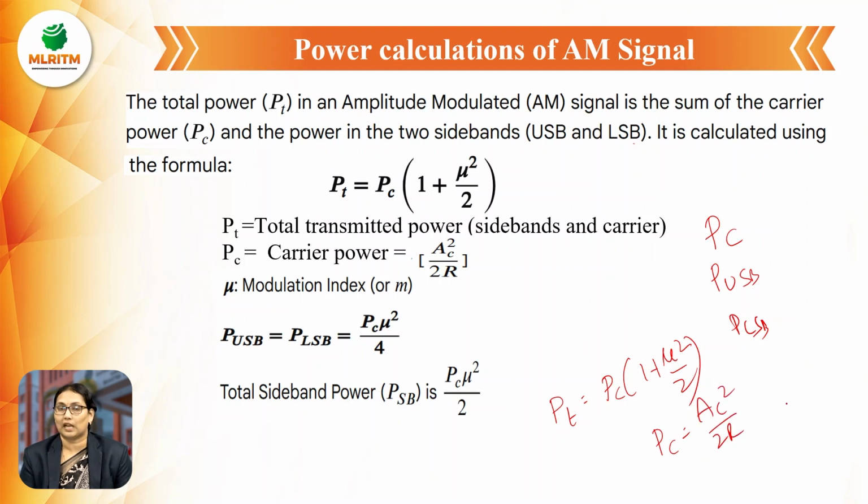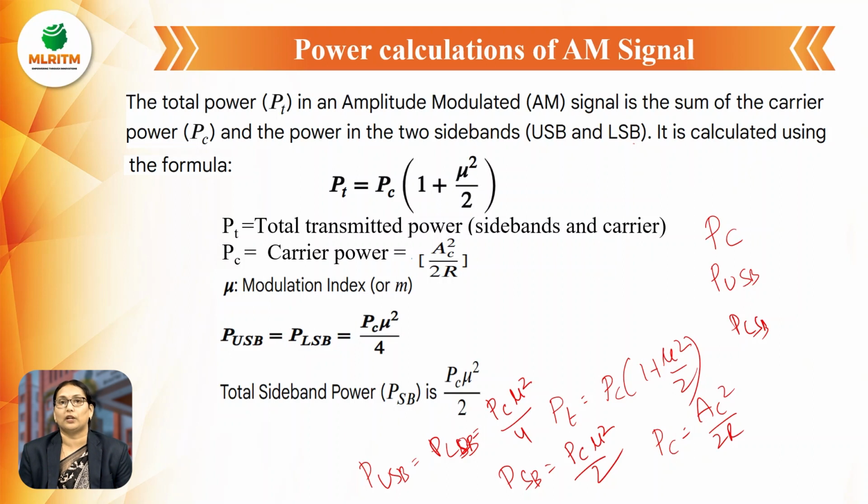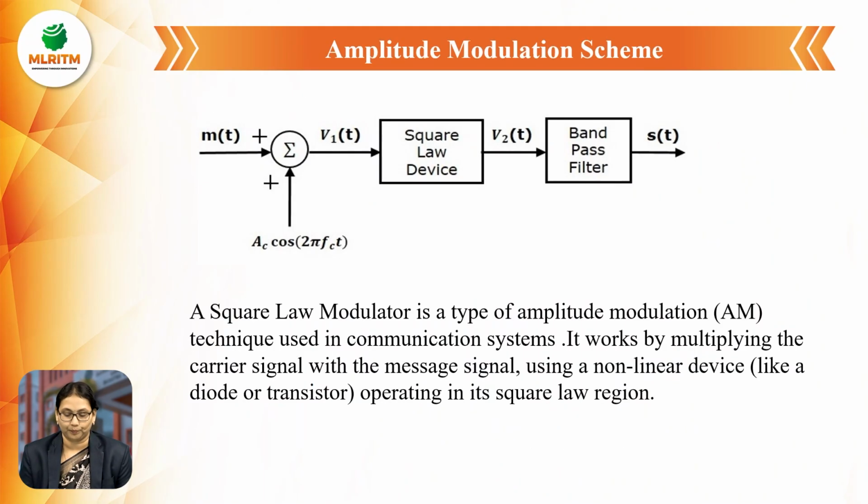So AC means amplitude of the carrier signal. Coming to sideband powers, P_USB and P_LSB are each equal to P_C into mu square by 4. So total sideband power we can write as P_SB is equal to P_C mu square by 2. This is about power calculation in AM wave. Total power is equal to P_C into 1 plus mu square by 2. P_C is the carrier power, mu is the modulation index.